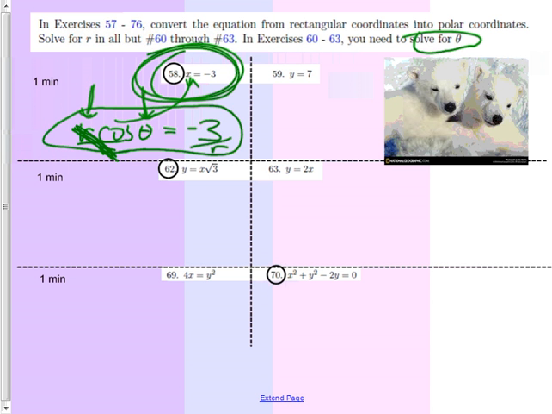Oh, it's only in 60 through 63. Okay, cool. Thanks for reading the directions. It only says in 60 through 63 you need to solve for theta. All right. So this one, do you know what y is? I have it memorized. If you don't, go back a page. You'll see y is equal to blah, blah, blah. Do you know what x is? I have it memorized. And then when you're done, notice it wants you to solve for theta.